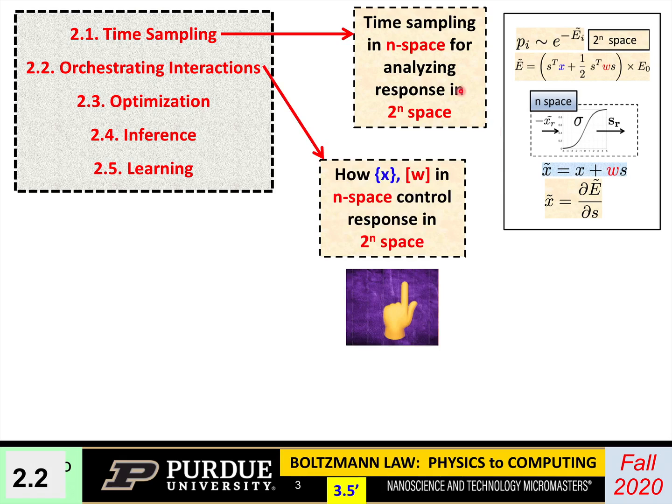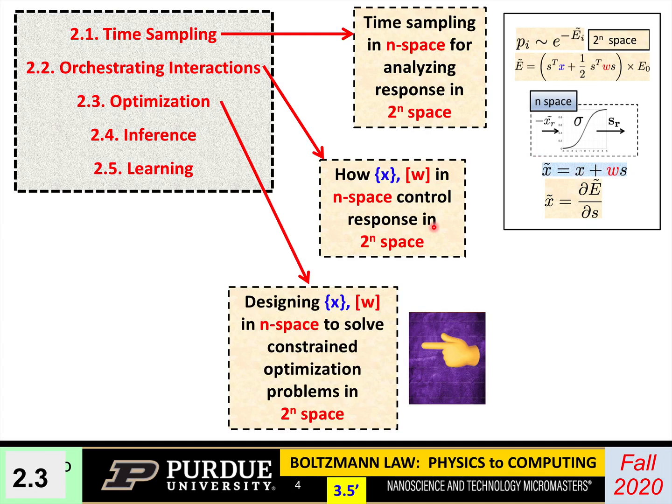And then we discussed how you can control this response in this 2 to the n space by adjusting the x and w, which is the bias and the weight, which are in n space. So those are the things that control this response in the 2 to the n space. And then in the third lecture, we talked about how you could design x and w to solve useful problems, to give you this optimal solution in a whole class of problems that you generally refer to as constrained optimization.